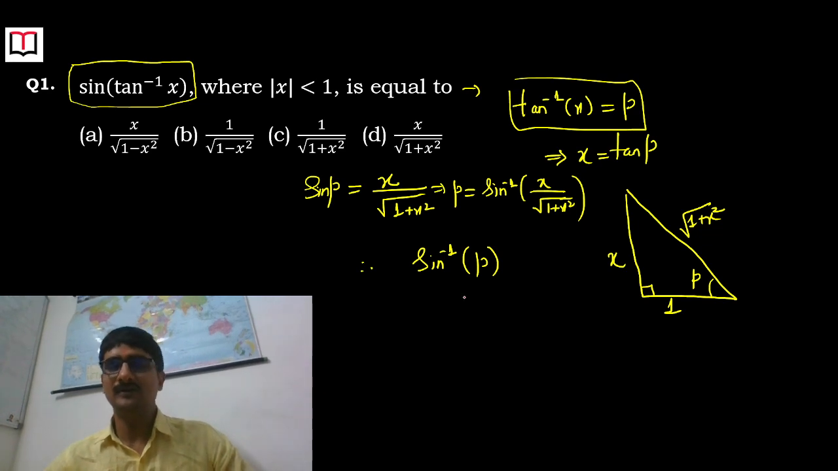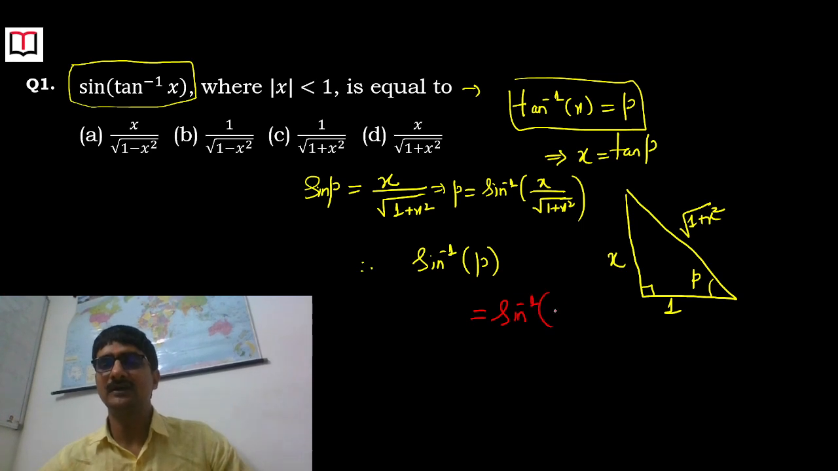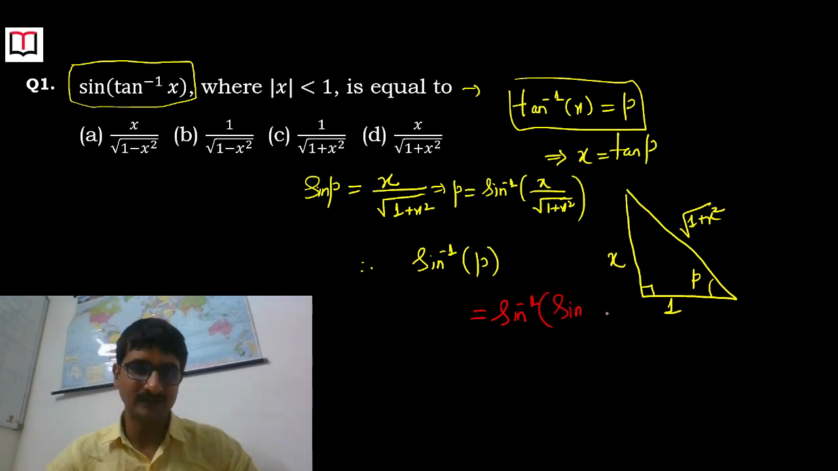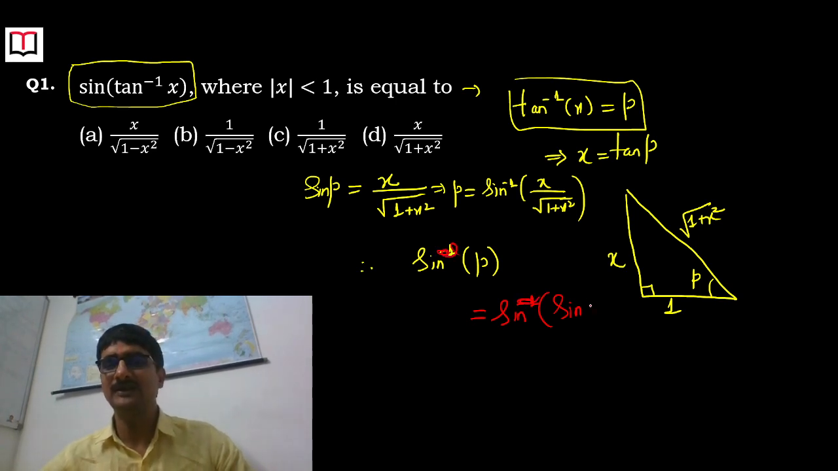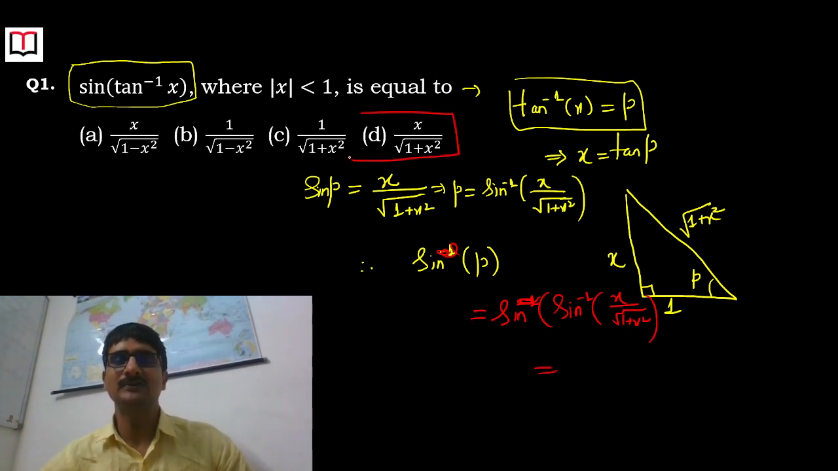So now what do we get? It's nothing but sine of sine inverse of x upon under root of 1 plus x square. So we all know sine and sine inverse will get cancelled, and D option is the correct option. So that was just a 1 mark question.